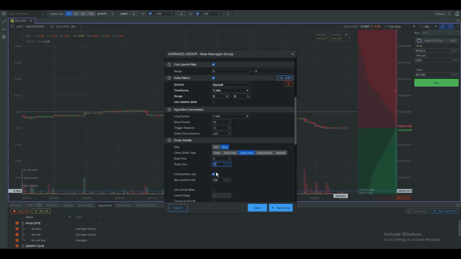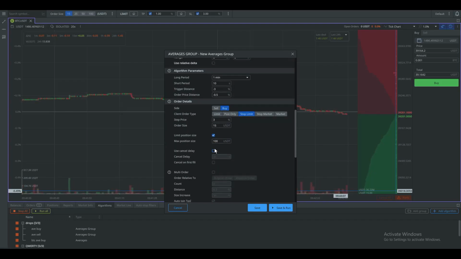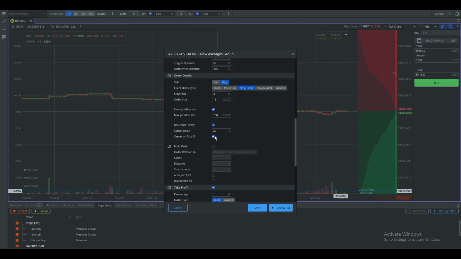Max position size will limit the number of orders you can place if the position size reaches this value. Cancel delay, the time in seconds before the unexecuted orders placed by the algorithm will be cancelled. Cancel on first fill cancels all orders when the first order is filled. Multi-order allows us to place more than one order on one pair.